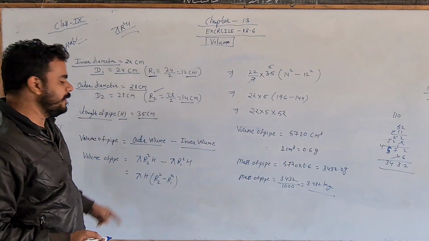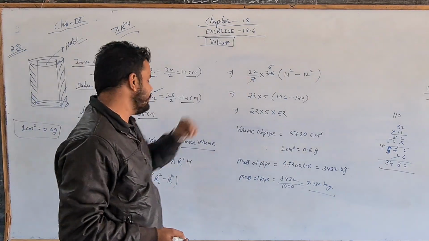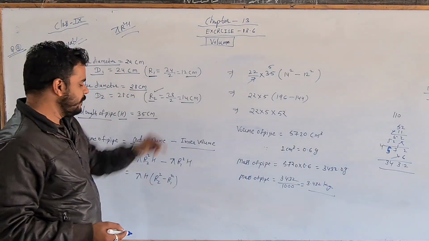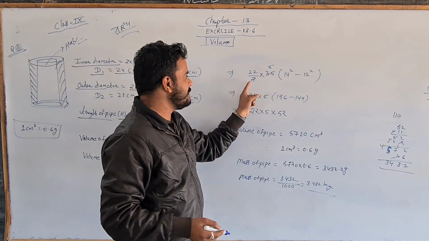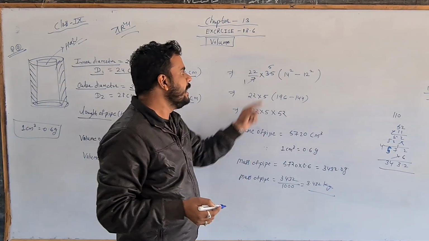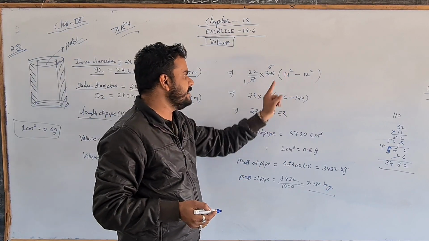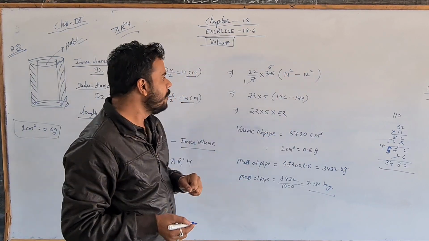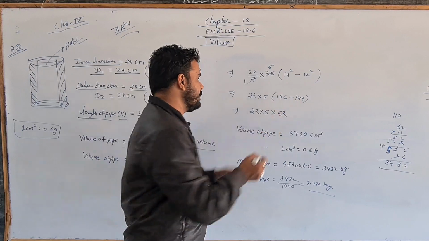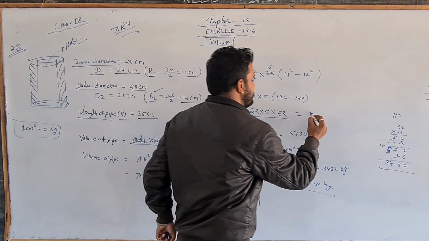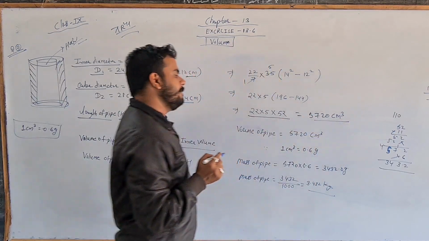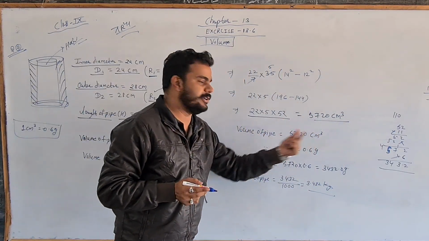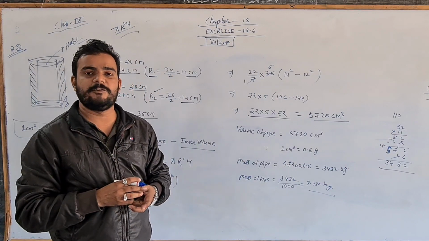So now we place the value of pi as 22 by 7, h is given 35, R2 is 14 and R1 is 12. So 7 into 7, and 7 factor 35. 14 square is 196 and 12 square is 144. 196 minus 144 is 52. When we make the multiplication, then we will get 5720 centimeter cube. It means the volume of the pipe is 5720 centimeter cube.